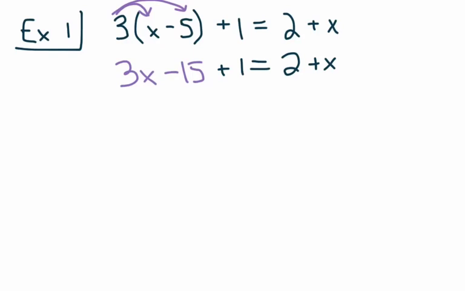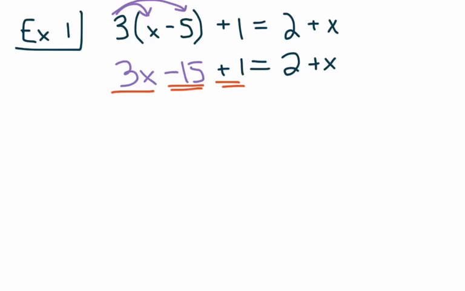Now, my like terms are either going to be variable terms or they're going to be constant terms. When I look at this 3x here, there are no more variable terms on the left side of the equal sign. So there's nothing I can do to combine that 3x with anything. But then when I look at this minus 15 and this plus 1, those are both constant terms, and I can combine those. I'm not going to move them across the equal sign or anything like that until after I've completely simplified the left side of the equal sign.